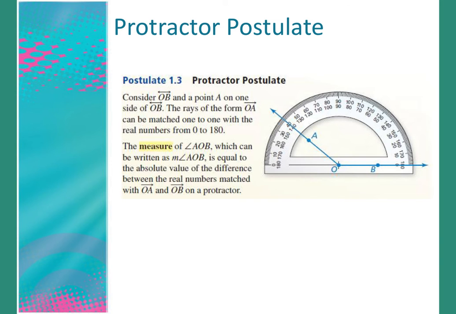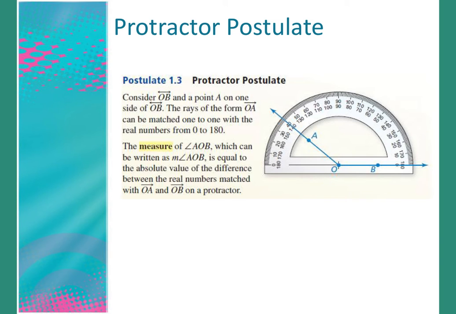All right, remember we had the ruler postulate, which meant we could give a value to something that had length. Now you have the protractor postulate. A protractor is a tool that is used to measure angles. It looks like this. That's a protractor.